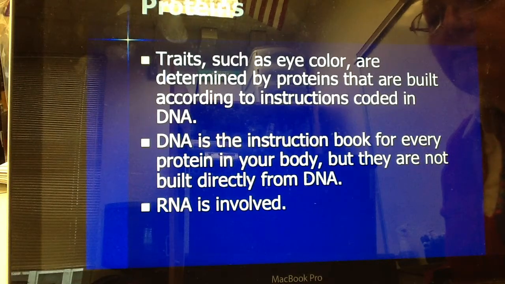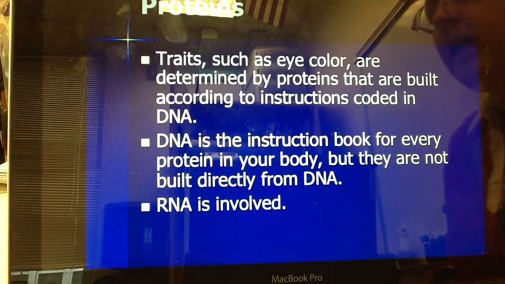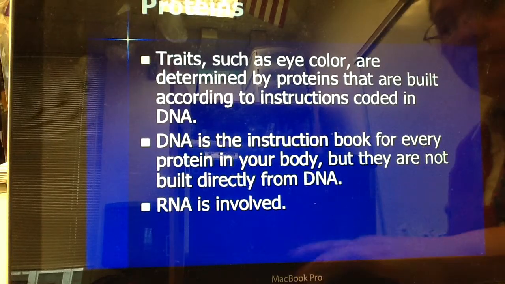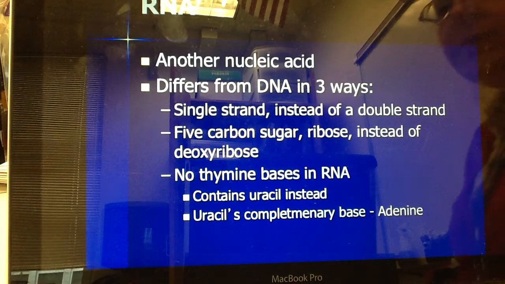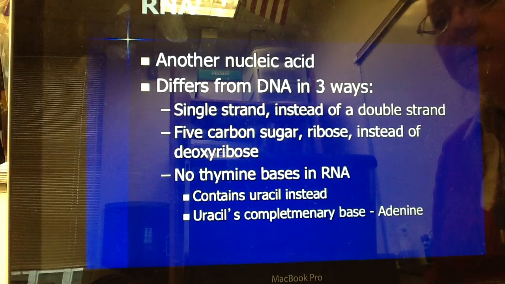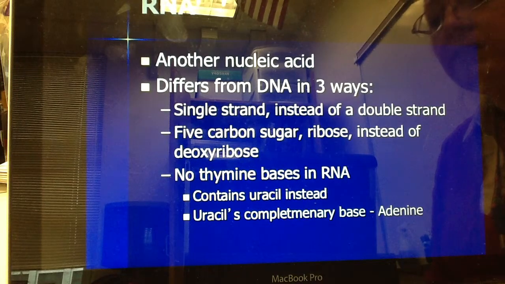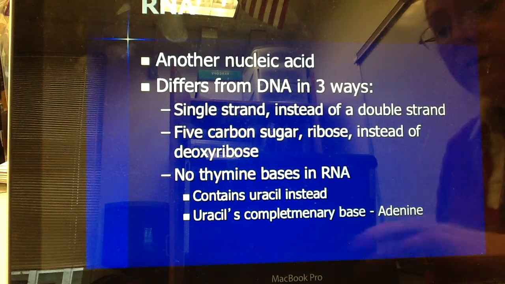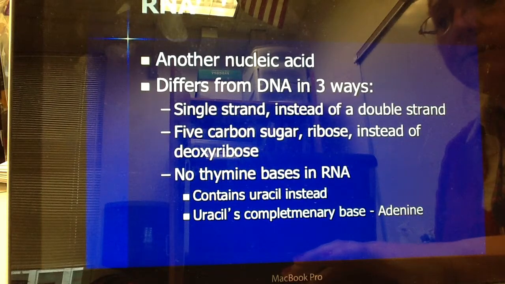DNA is the instruction book for every protein in your body, but they are not built directly from DNA. Remember, DNA does not leave the nucleus, so it has to use RNA. RNA is another nucleic acid. It differs from DNA in 3 ways. We've already talked about this, but let's review. Single strand instead of a double strand. It has a 5-carbon sugar, which is ribose instead of deoxyribose. And there's no thymine bases in RNA. Instead, it's replaced by uracil. So uracil in RNA will match up with adenine instead of thymine.